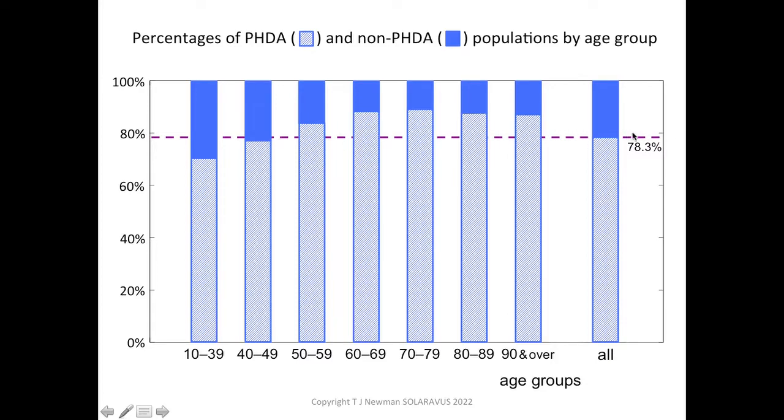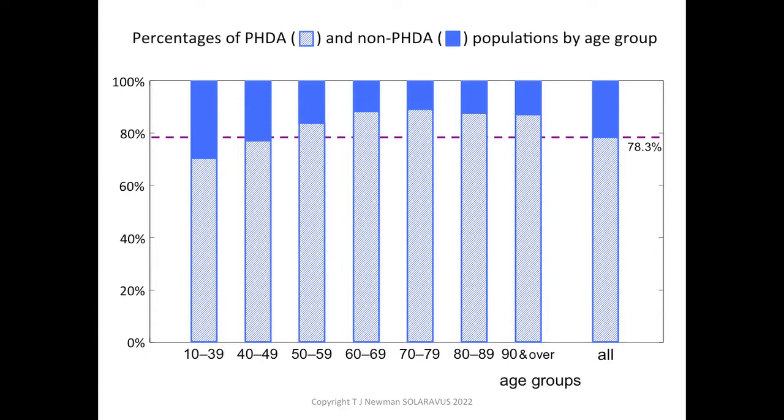Now the average is 78.3%, but what you can see is that for the very youngest age group, there are a lot more individuals in the non-PHDA group. The same is true for individuals in their 40s, and then for 50s and above, the majority, beyond the 78.3% average, are in the PHDA. So we have typically a younger population in the non-PHDA population. And that difference in the age structure is going to create a very different outcome when we look at mortality rates by age group.